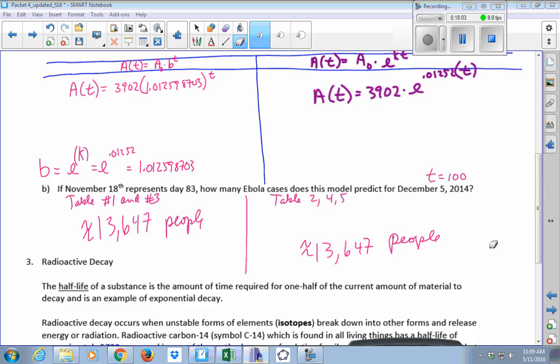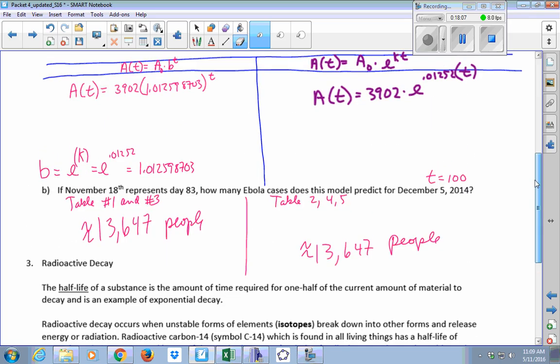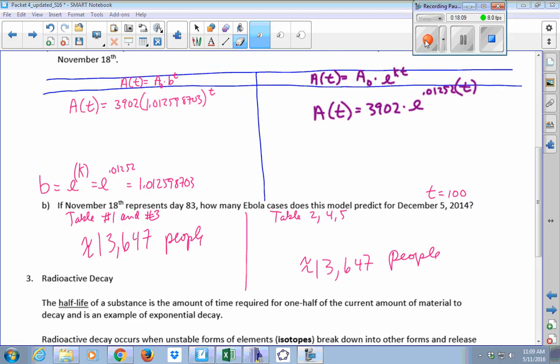Is that the dead people or many? These aren't dead people yet. I don't have the death rate for that particular Ebola virus. Not everybody died, thank goodness. But this would just be the number of people who have contracted the Ebola virus.